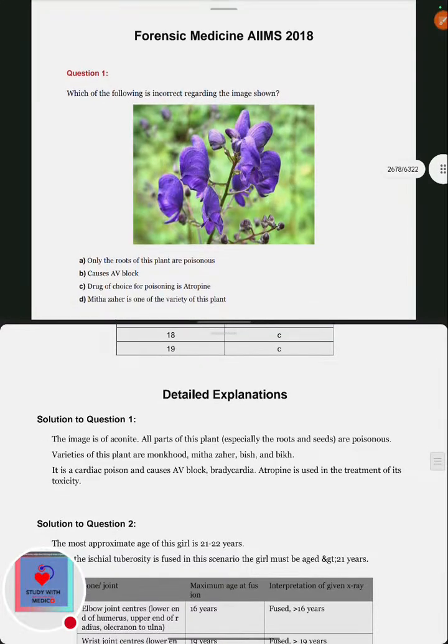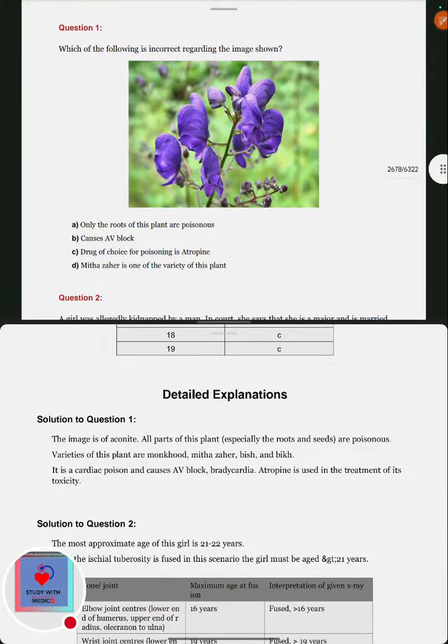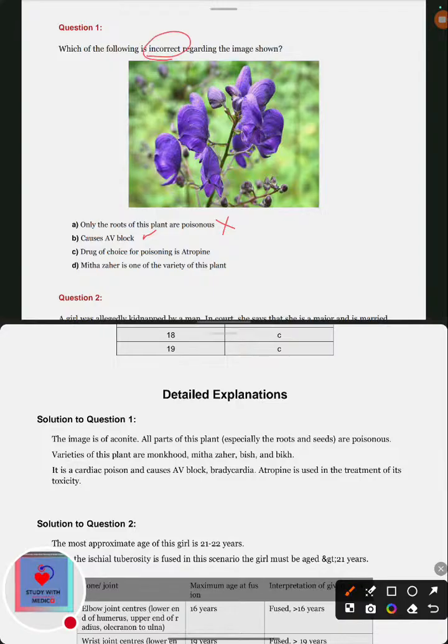Which of the following is incorrect regarding the image shown? So this image is of aconite. Only the roots of this plant are poisonous. This is wrong because all parts of this plant are poisonous. It is a cardiac poison. It causes AV block, bradycardia. This is correct. Incorrect is what is being asked, so this option is the answer.